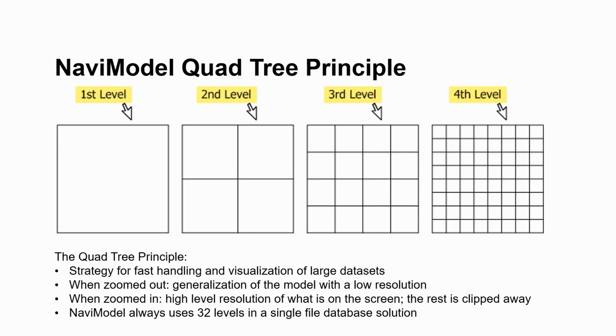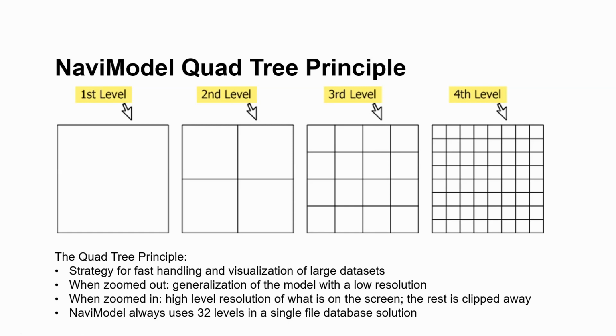The quad-tree principle. Quad-tree means that we are using the quad-tree principle as our strategy for fast handling and visualization of large data sets. We are working on different levels. When we go from one level to another, we are subdividing each cell into 4 cells for each level here. 1, 4, 16, 64, etc.